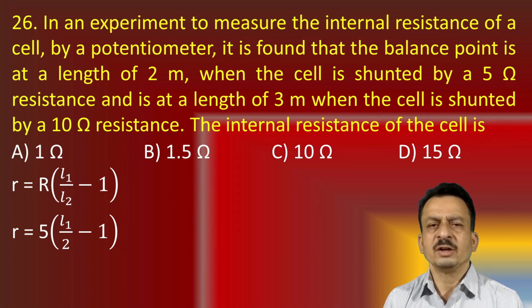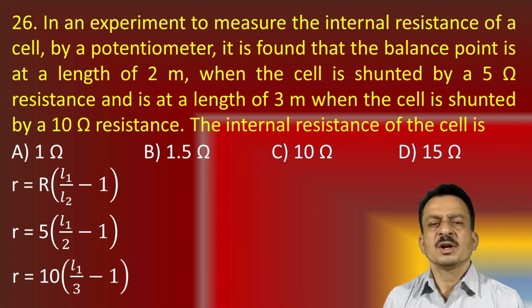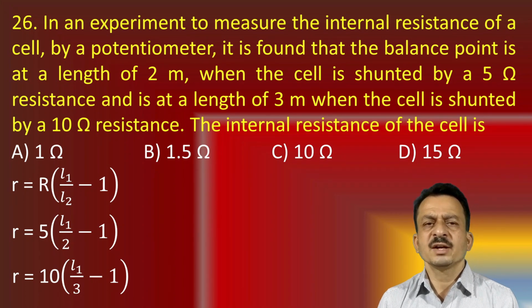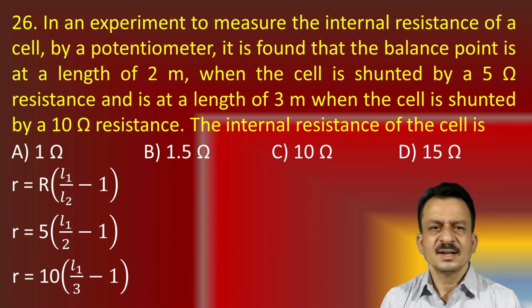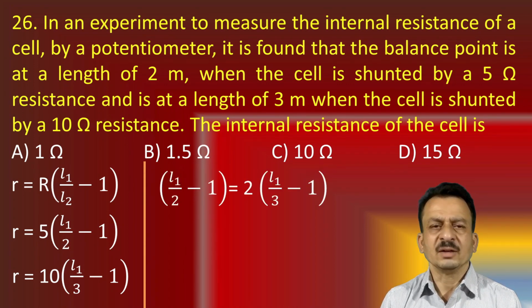L1, we don't know the value of L1. Therefore R is equal to 5 into (L1 by 2 meter minus 1). For the second case, capital R is 10 ohm. Therefore 10 into (L1 by 3 meter minus 1). Now these two are equal because the internal resistance of the cell is equal. Equating them and solving for L1.